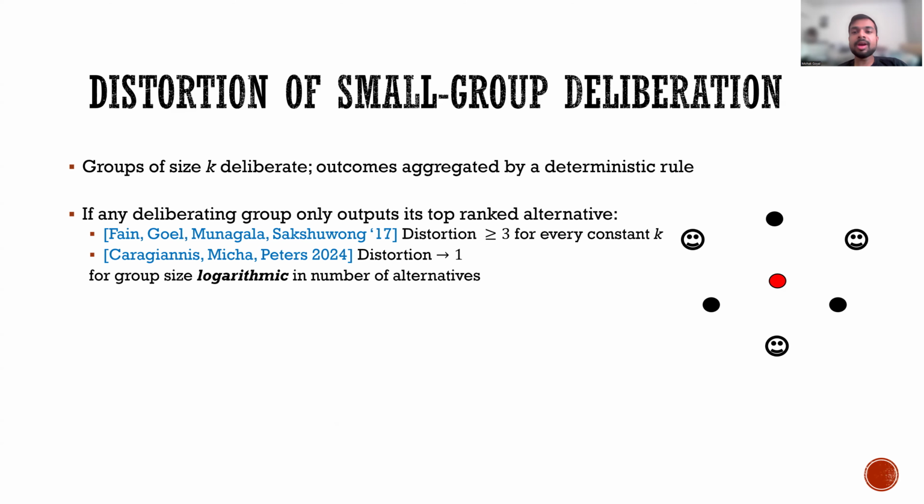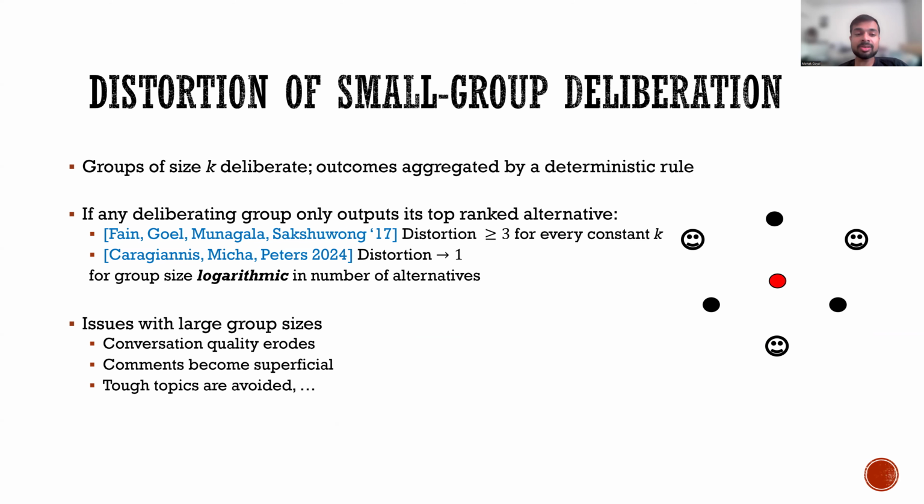However, if we are asking the voters for only their top choice, then we will only get to observe these black dots in the votes, and therefore we will never get close to choosing the red dot, which is the optimum candidate. However, we also know that if we pick big enough groups for deliberation, that is, if the group size is logarithmic in the number of alternatives, then the distortion can go to 1.